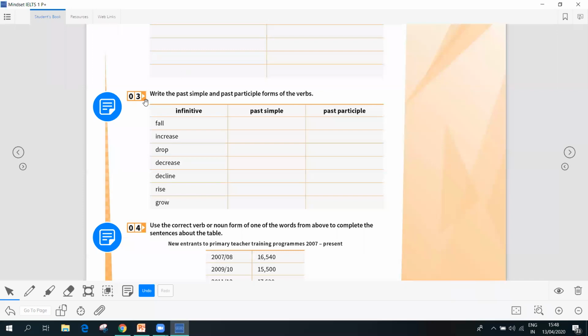Look at task 3. So what does the task require you to do? Read the instruction. So you've got a list of verbs in the infinitive, and you need to fill in the table with the past simple forms and the past participle forms. You're familiar with these words from level 2. They're very simple, actually. And you may even know the past simple forms and the past participle forms. If you don't know, refer to your dictionary and complete this task on Moodle.